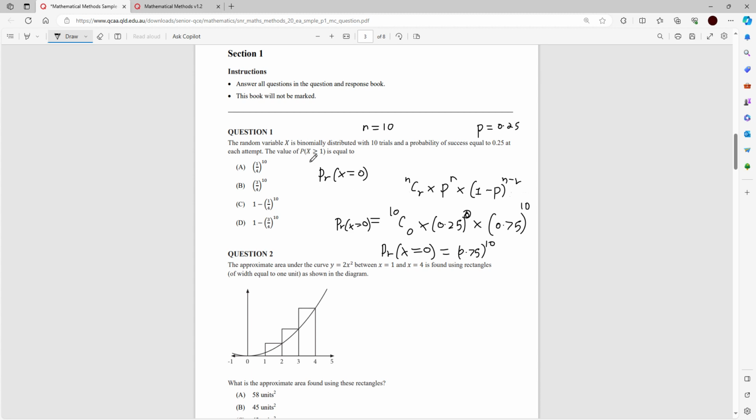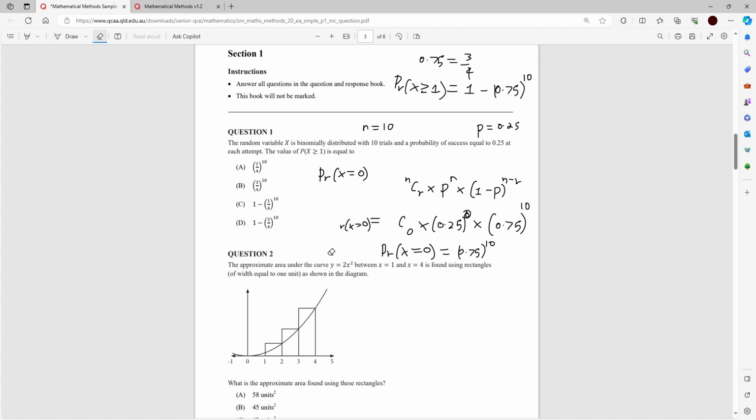So the probability that x is greater than or equal to 1 is 1 minus this probability, so 1 minus 0.75 to the power of 10. Now 0.75 is the same as 3/4. So the correct answer is D, because it's got 1 minus 0.75 to the power of 10. They've just written it as a fraction.